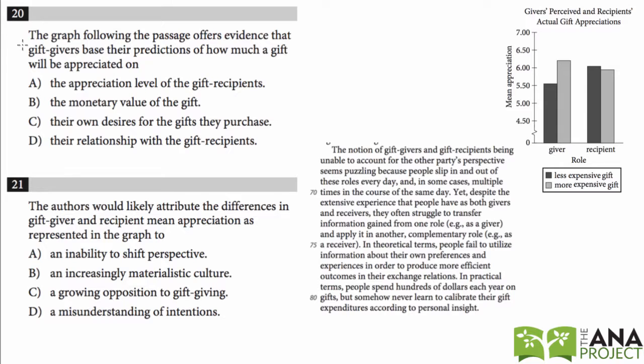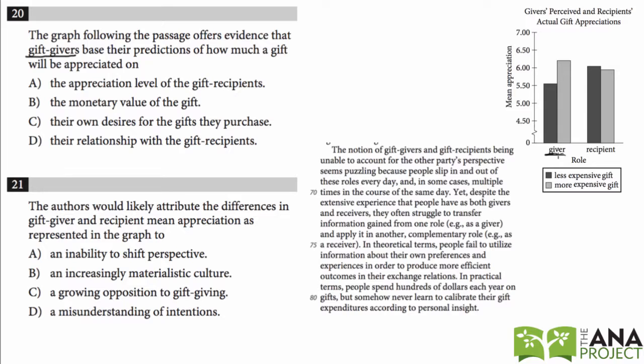All right, final two questions. Number 20: the graph following the passage offers evidence that gift givers base their predictions of how much a gift will be appreciated on... So here's the graph that I pasted right here. It says the graph offers evidence that gift givers base their predictions on how much a gift will be appreciated.